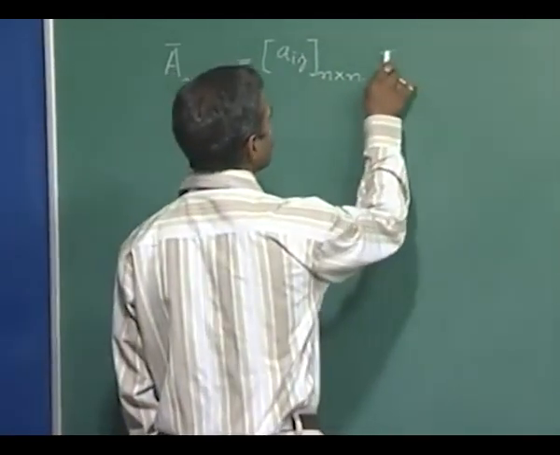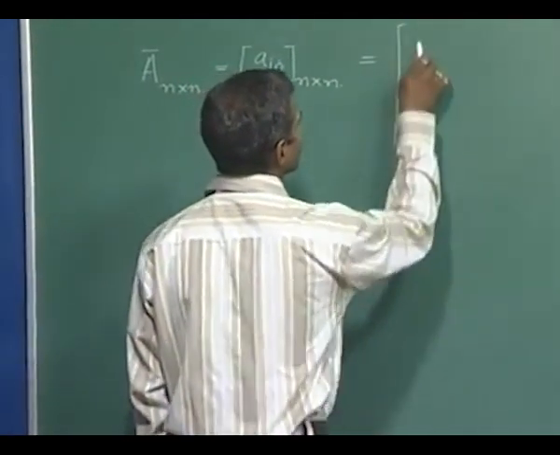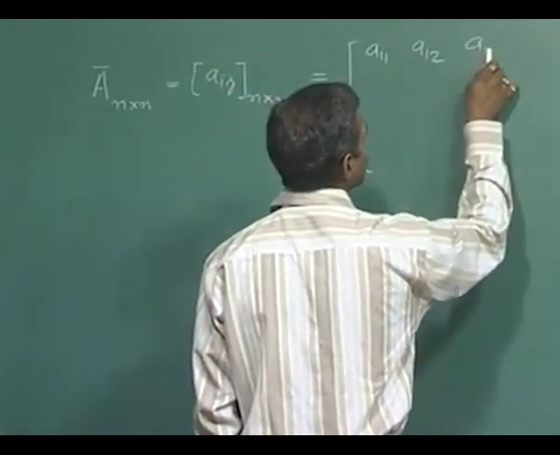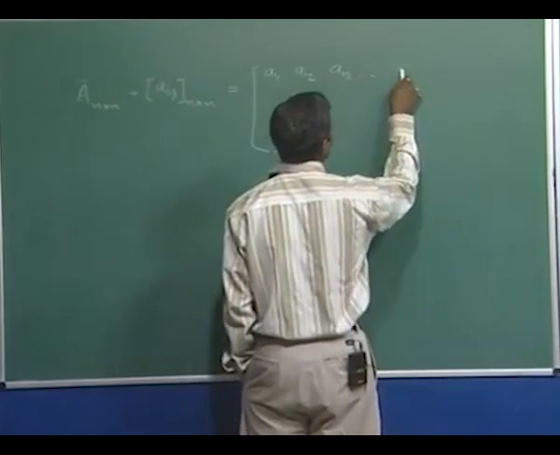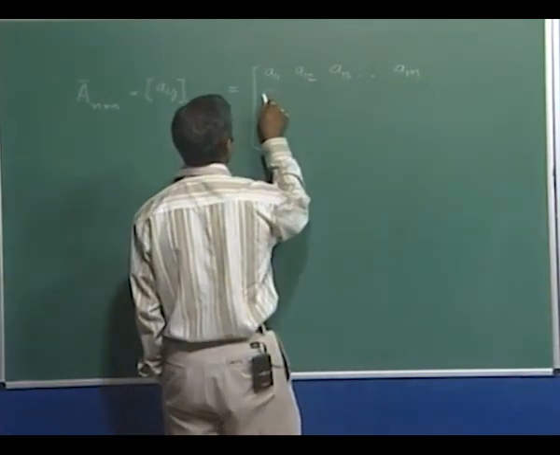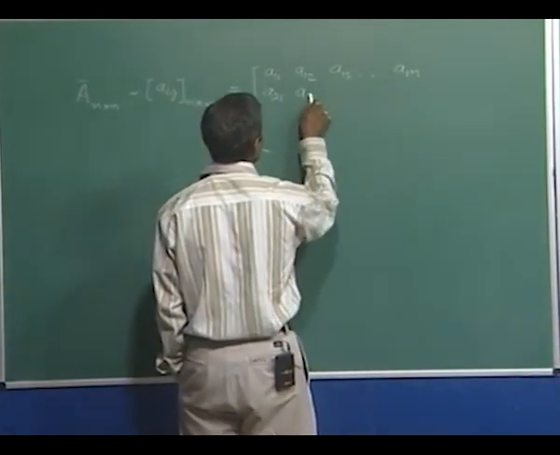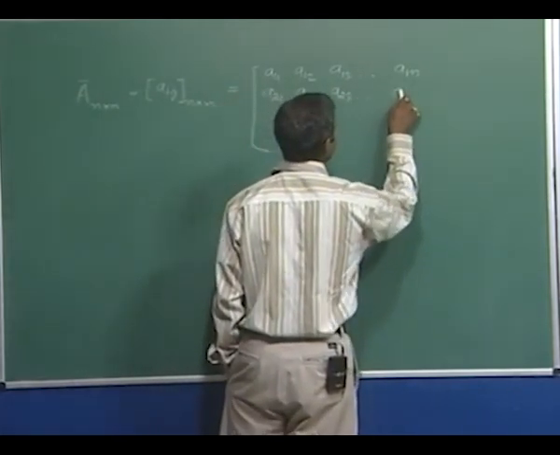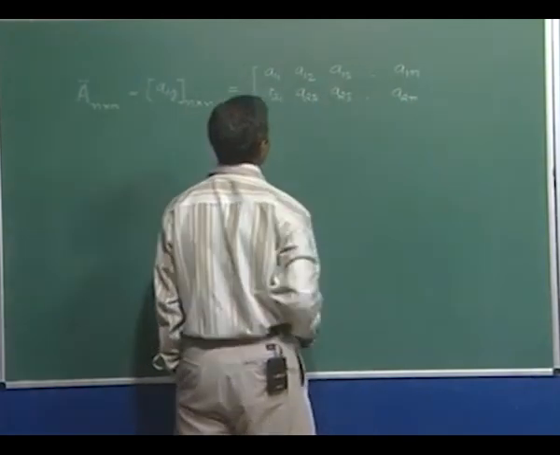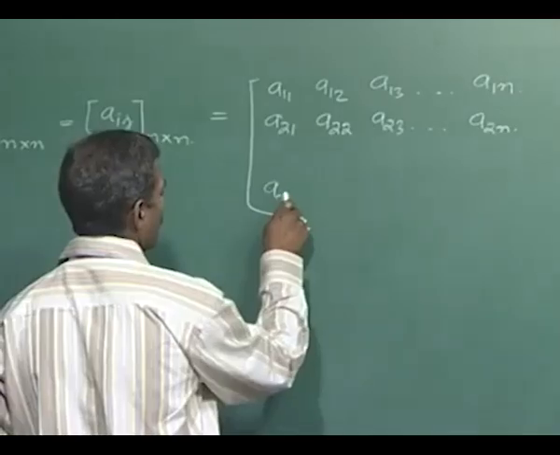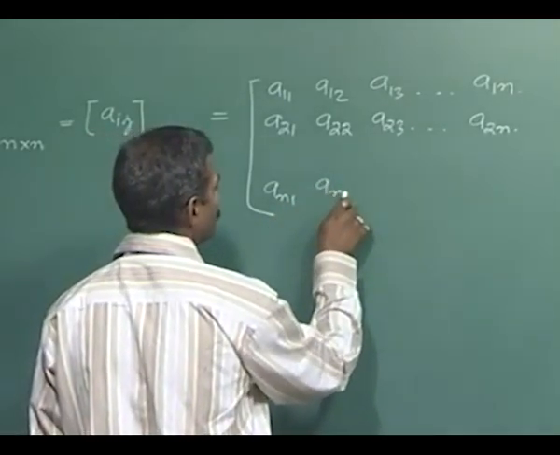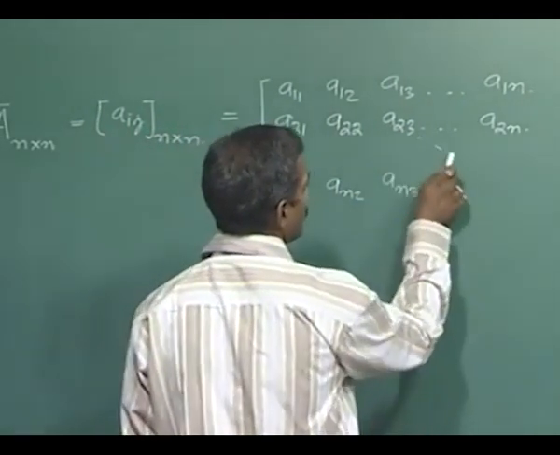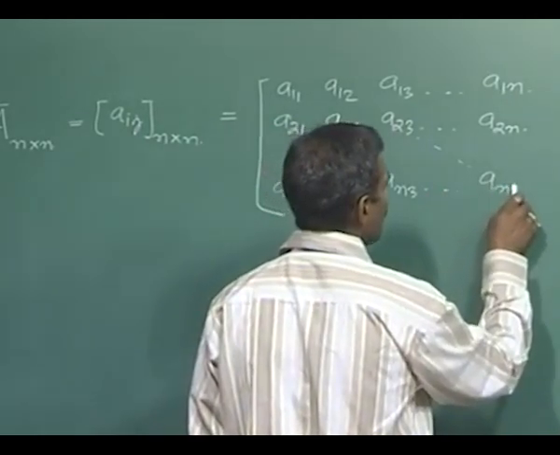In the expanded form, I can write this matrix as A11, A12, A13 up till A1n, A21, A22, A23 up till A2n, and the nth row as An1, An2, An3, up to Ann.